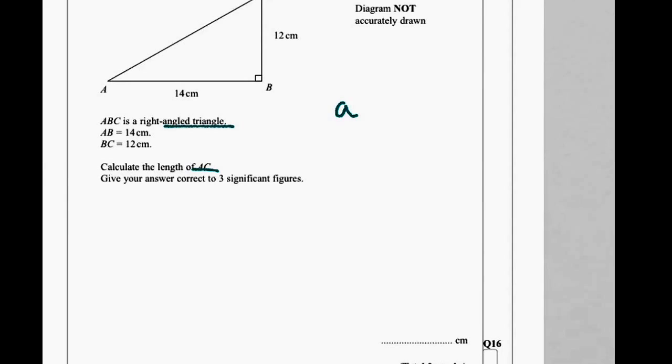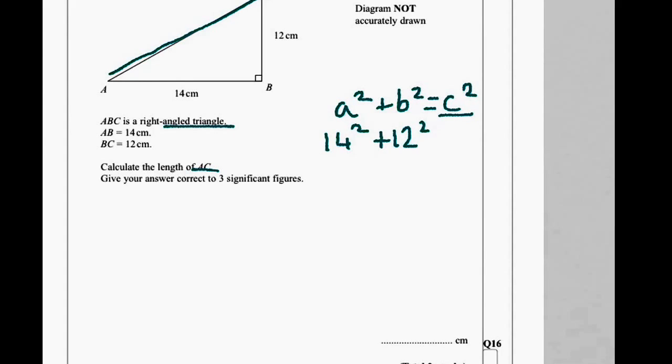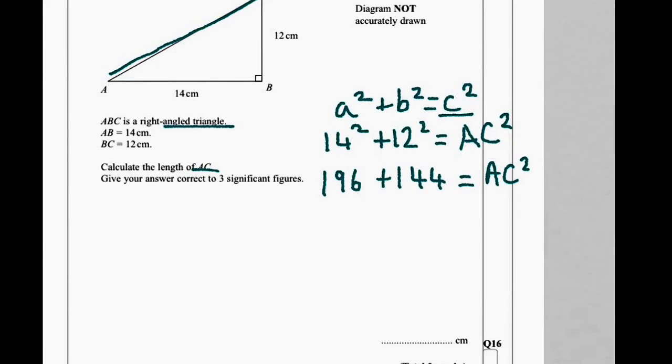So I'm going to use a squared plus b squared is equal to c squared. The only thing that's important is that c is the hypotenuse here, which is the thing that I want to find. So I'm going to take one of my shorter sides, square it, take the other shorter side, square it, and that's going to be my hypotenuse, which is AC squared. 14 squared is 196, plus 12 squared, which is 144, is going to equal AC squared. When I add those together, I get 340.